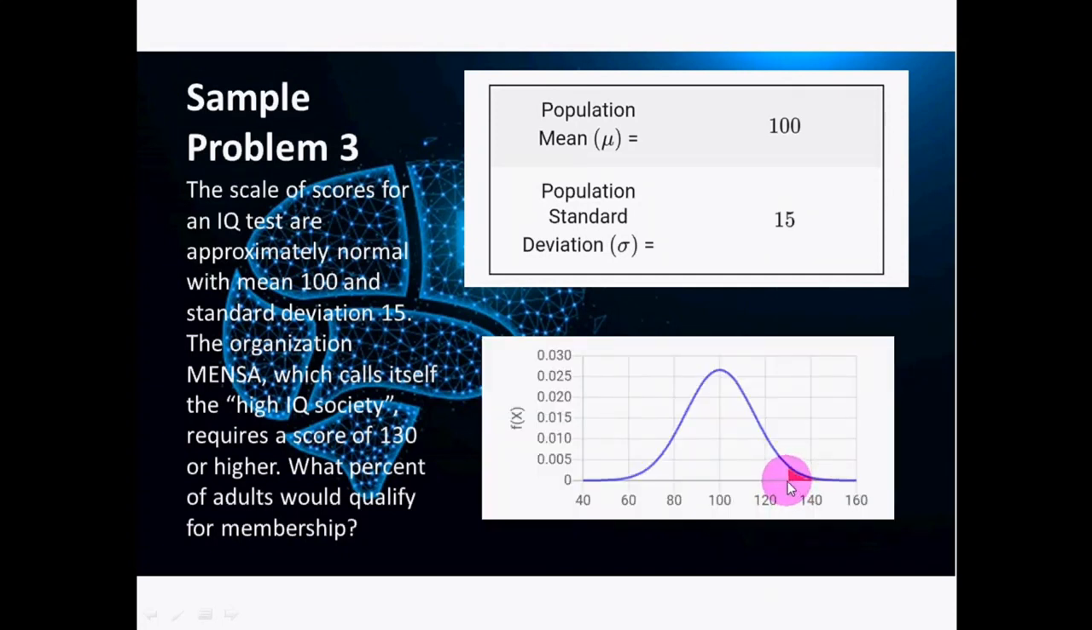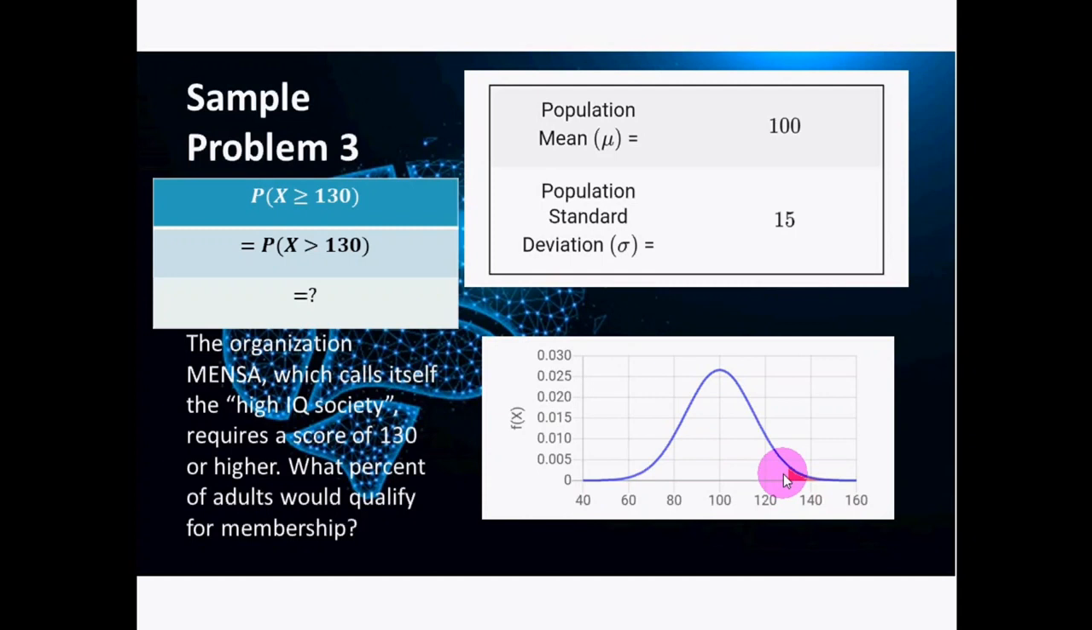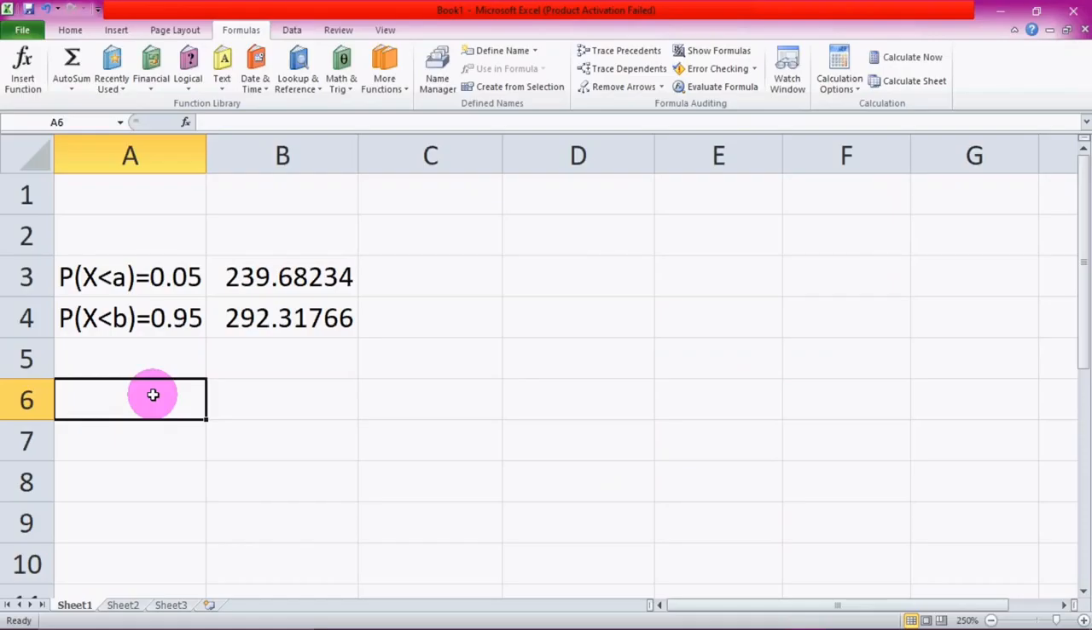We are looking for the percentage belonging to this portion or the probability of acquiring an IQ test score of 130 or higher. Since we are computing for the probability that x is greater than or equal to 130, that's actually the same with computing the probability that x is greater than 130, and we cannot compute this directly from Microsoft Excel. What we can compute from there is the area to the left side of 130. We have to subtract the area to the left from 1 so that we can obtain the area to the right of 130. So using Microsoft Excel, we are going to look first for the probability that x is less than 130, or that is the area to the left side of 130.